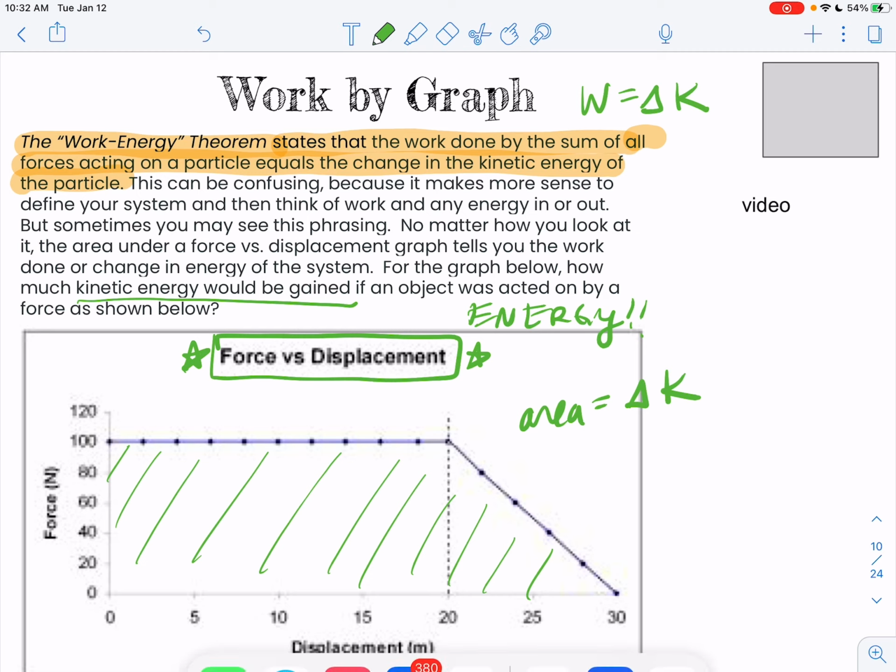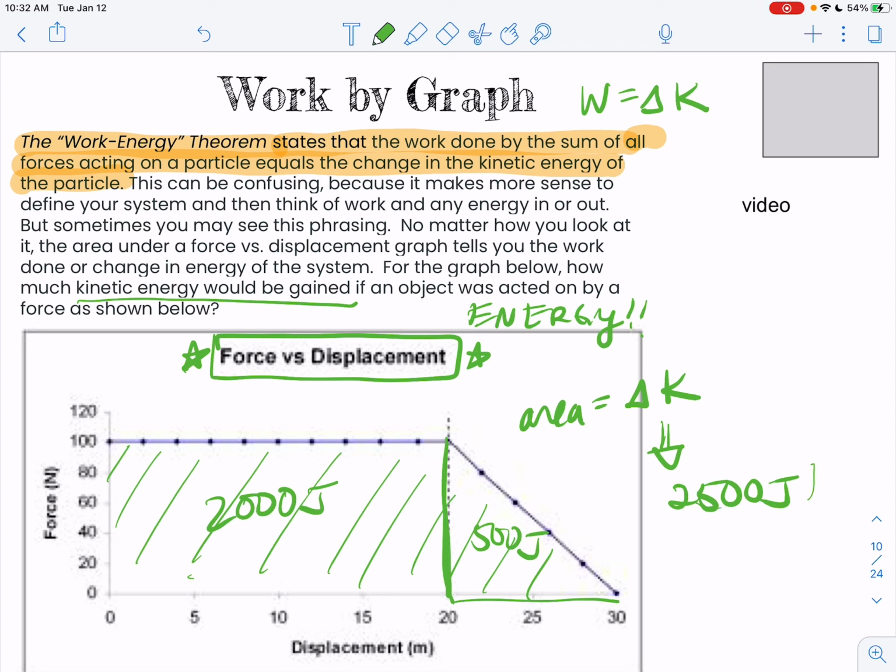So this is simply a matter of 20 times 100 is 2,000 joules. And then 10 times 100 is 1,000. And then that's 500. So the change in kinetic energy is 2,500 joules. So you're always thinking that energy is that area under the curve, or in some cases, it might be the derivative, the integral.